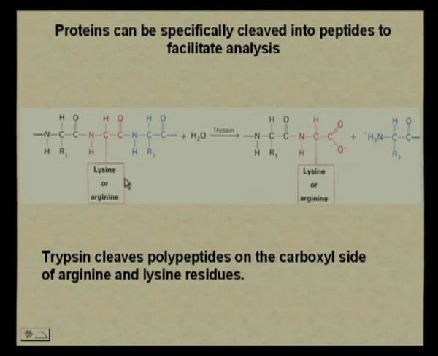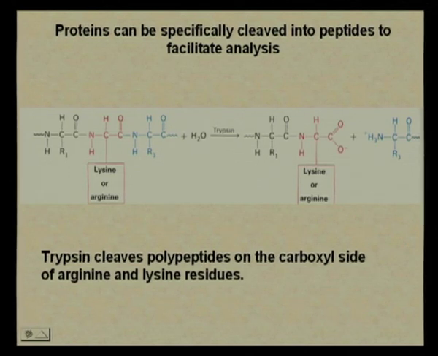So, we can have what? We can have cleavage. What did we have for Edman degradation? We had cleavage at the N terminal. For trypsin, we can have cleavage where?